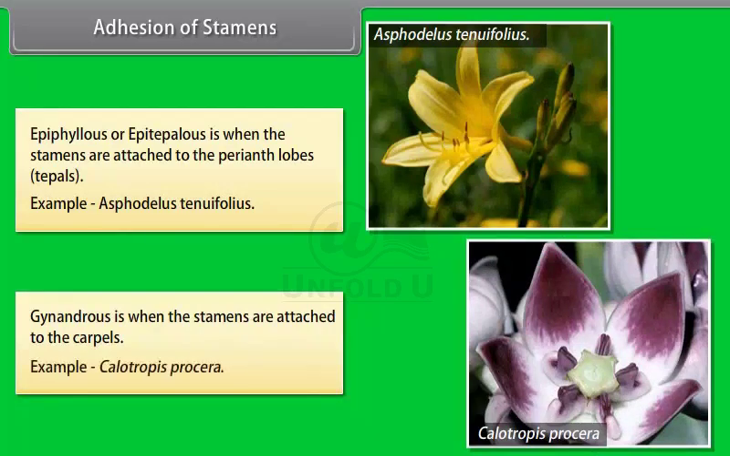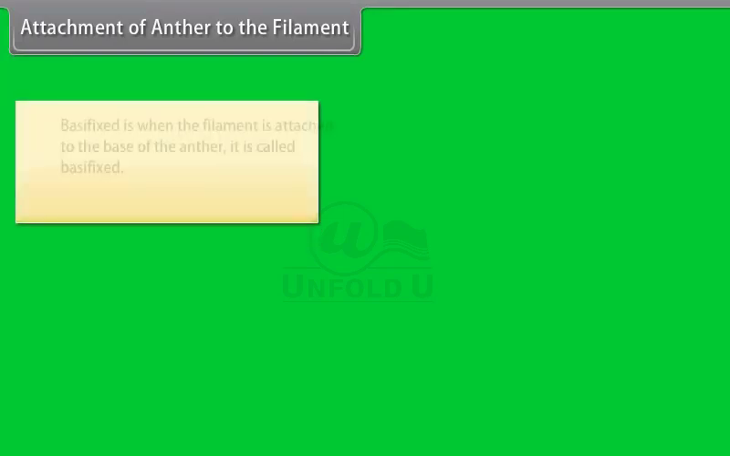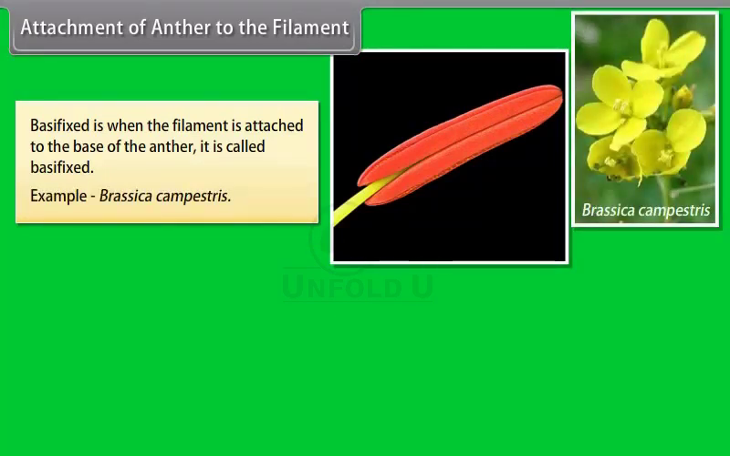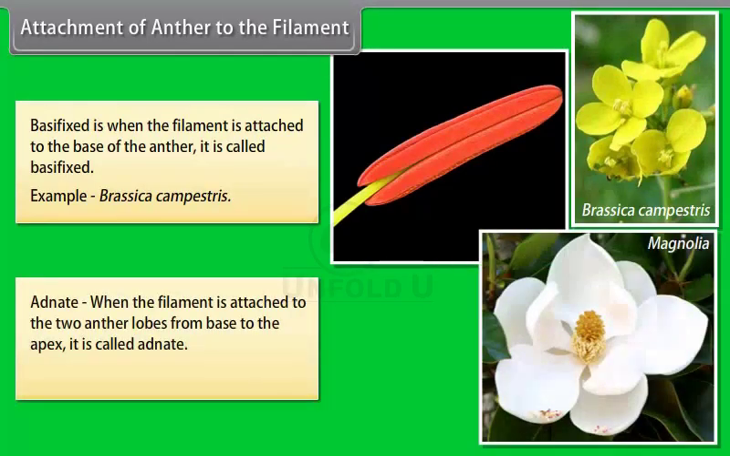Example, Calotropis procera. Attachment of anther to the filament. Basifixed is when the filament is attached to the base of the anther. Example, Brassica campestris. Adnate is when the filament is attached to the two anther lobes from base to the apex. Example, Magnolia.